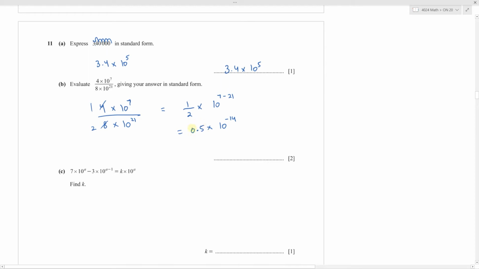So right now this is not in standard form. This value should be greater than or equal to 1. So I will move this decimal one place to the right. So this will become 5. And since I moved it to the right, I will decrease the power of 10 by 1. So minus 14 minus 1 will be 10 power minus 15. So your answer will be 5 into 10 power minus 15.